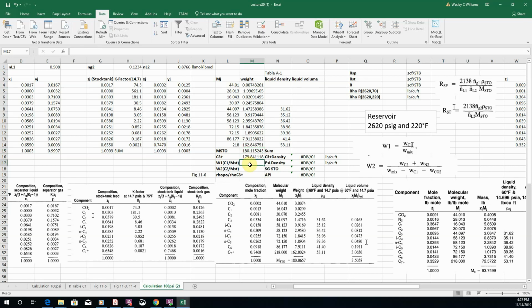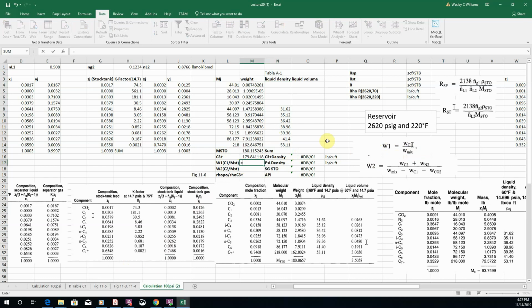Now we need to calculate these W1 and W2 values so we can go to figure 11.6 and get the density correction for the pseudo liquid densities, because there are only these liquid densities in the back of the book. So if you look in Appendix A, you can find the densities for propanes and heavier. We don't know what these are. That's why you have to use figure 11-6 to fix it. So here's our formula over here for the W1 and W2. So let's go ahead and calculate those.